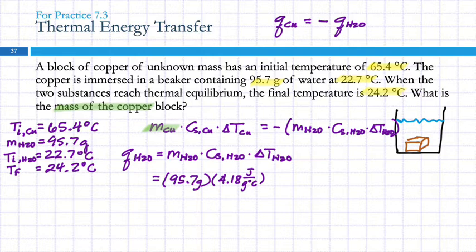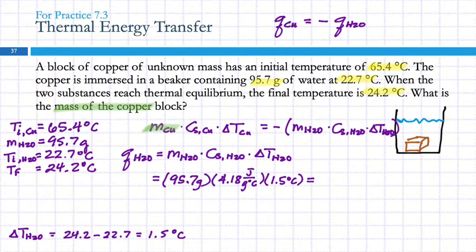And then the change in temperature for the water, delta T for the water, is the final temperature, 24.2, minus the initial temperature of the water, which is 1.5. So 95.7 times 4.18 times 1.5 is 600.039. The grams have canceled, the degrees Celsius have canceled. That is joules.